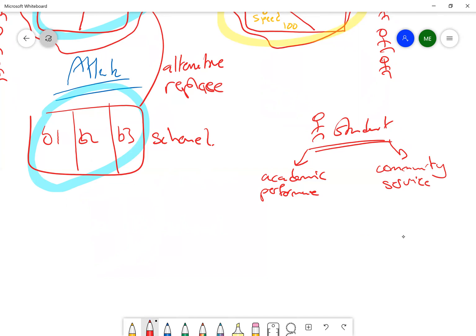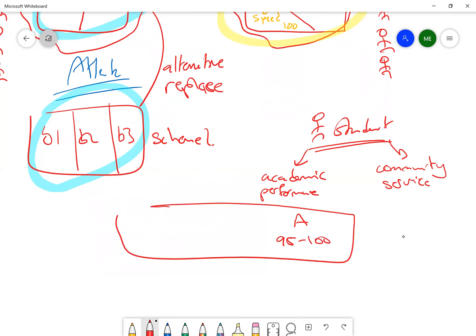Now, academic performance, the way we have it at Al University, A goes from 95 to 100. And if you think of this as my input space, this is one block, the second block would be my A minus, and so on. My A minus goes from 90 to 94. Okay, this is one partition scheme. Let's call it partition scheme number one.